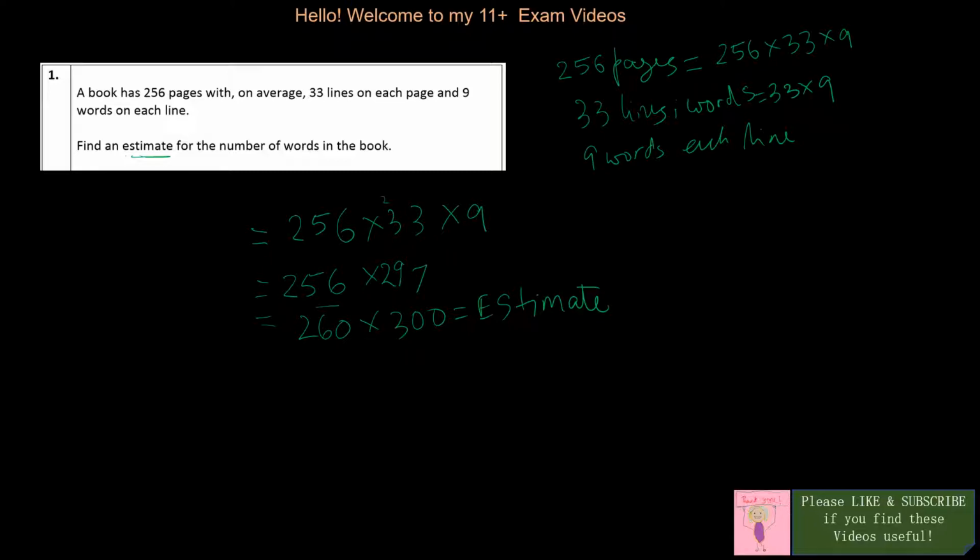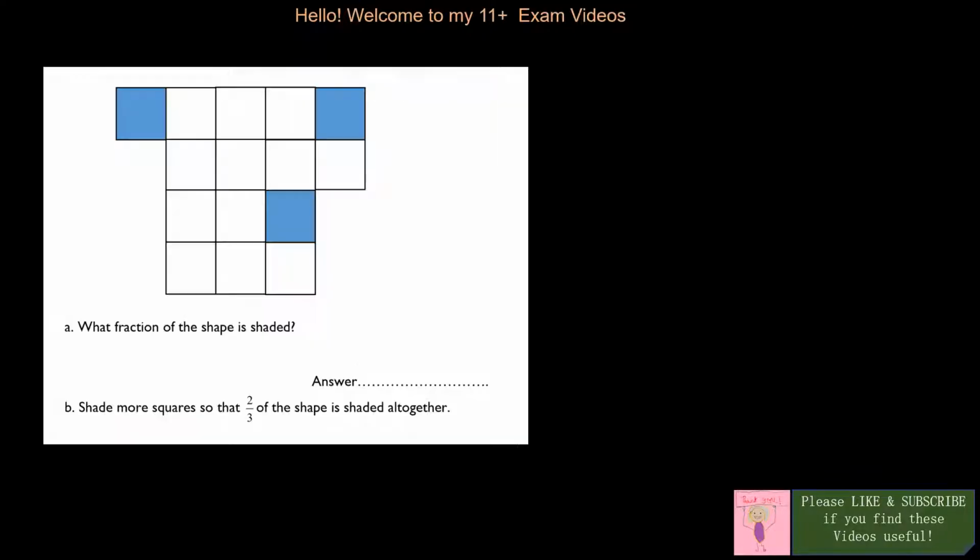So 6 times 3 is 18. And 1 carried over. 2 times 3 is 6 and 1 is 7. 1, 2, 3. So there are 78,000 words estimated. Is that clear? I think that's the answer. Okay. The next one is, what fraction of the shape is shaded?